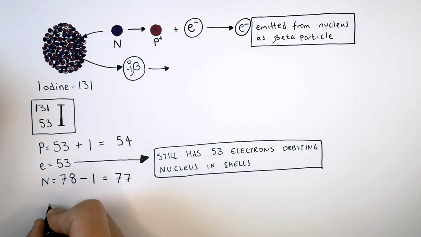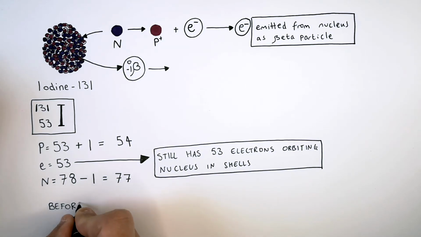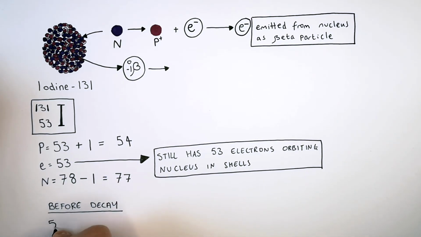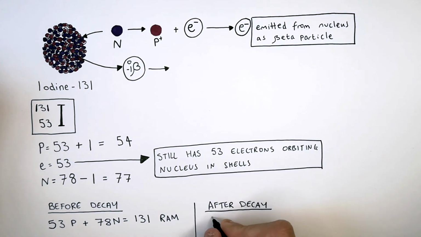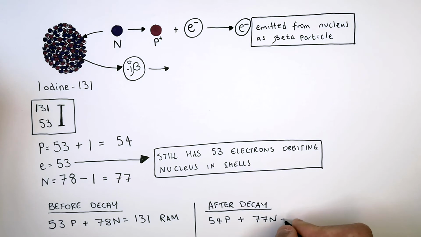Let's now show that the relative atomic mass does not change during and after decay. So before decay, you had 53 protons and 78 neutrons. That gave you a relative atomic mass of 131. After decay, you increased the number of protons by 1 to 54 protons, but you decreased the number of neutrons to 77. So 54 protons plus 77 neutrons is still a relative atomic mass of 131.